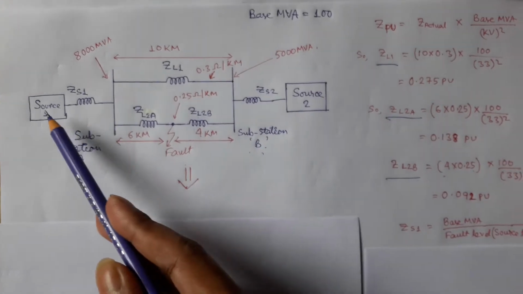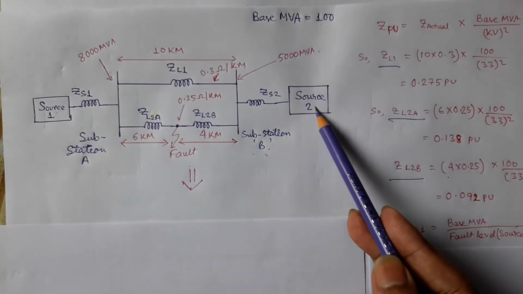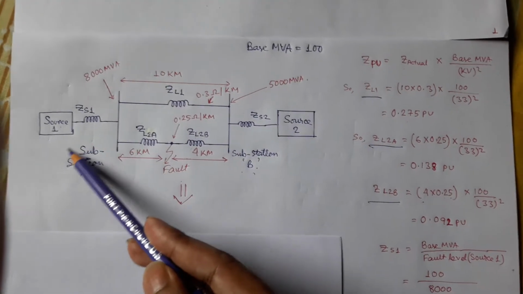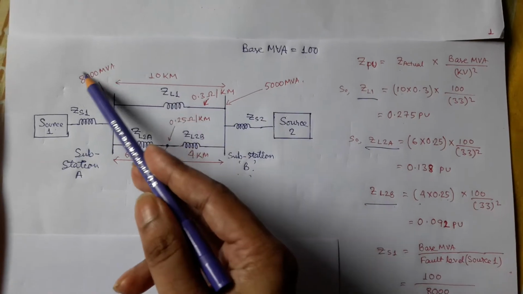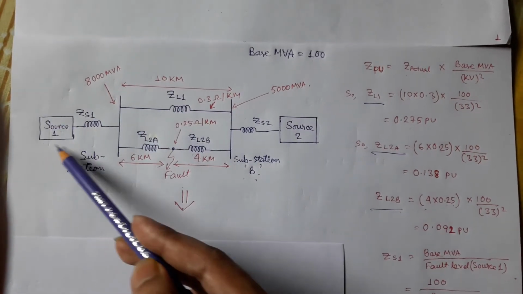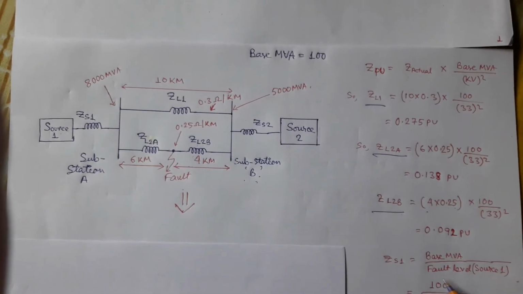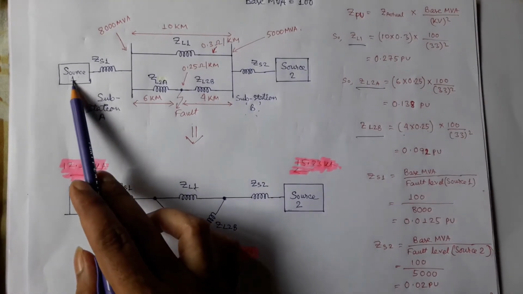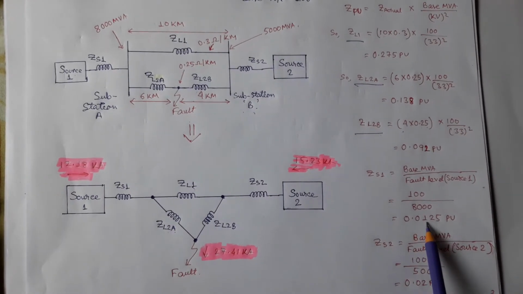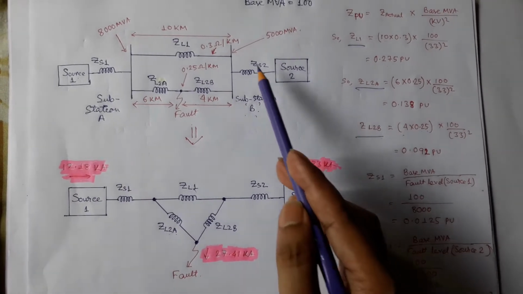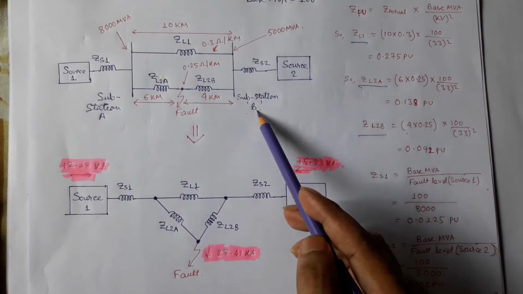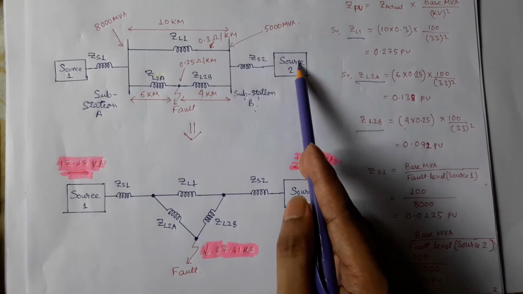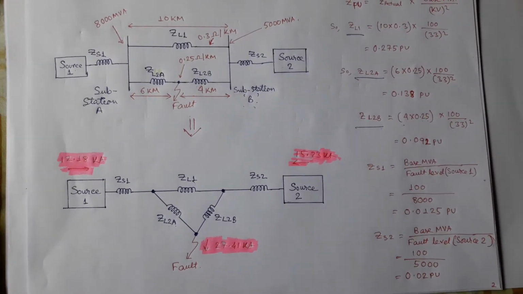Now we will calculate source impedance of source 1 and source 2 by using this formula. Fault level of substation A busbar is 8000 MVA, which is supplied by source 1. So fault level of source 1 is 8000 MVA. So source impedance of source 1 is 0.0125 per unit, and fault level of bus B is 5000 MVA. So source impedance of source 2 is 0.02 per unit.